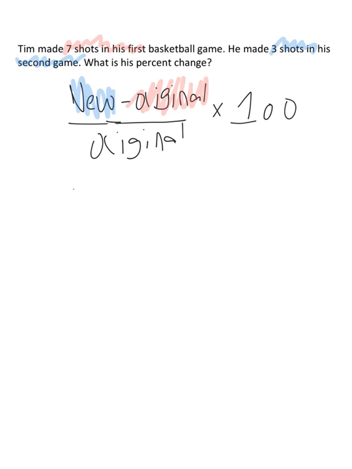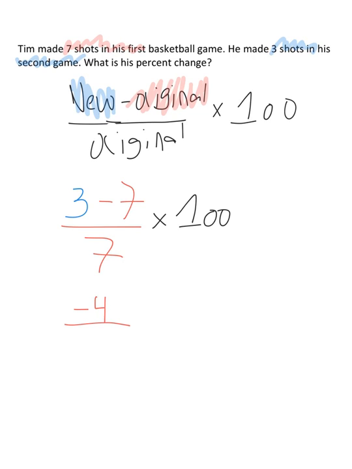So he made 3 shots, that was the new game, minus the original, which was 7, over the original, which is 7, and then we have times 100. So now we're going to do 3 minus 7, and that would give us negative 4 over 7, and then times 100. When we divide negative 4 by 7, we'll round to the nearest tenth, so we end up with negative 0.6, times 100.